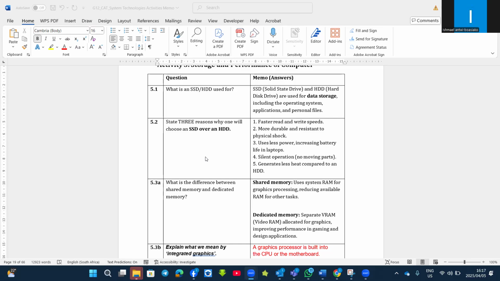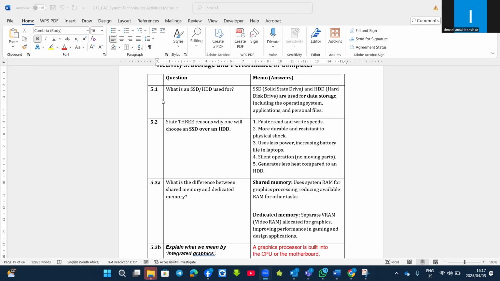So these are the reasons why people will prefer to use SSD over HDD. And then you can also say they are more portable, they are lighter. In another way, the size is smaller as compared to HDD. So these and many more are the advantages of SSD over HDD.